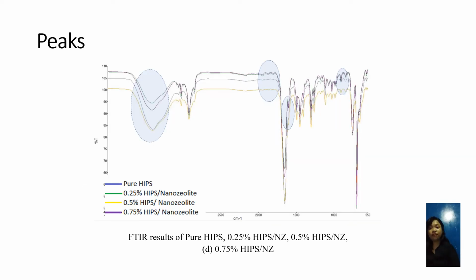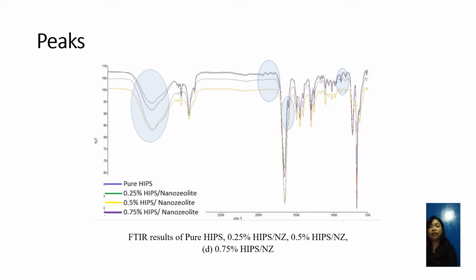This figure is the FTIR spectra of HIPS nanozeolite membranes with varying concentrations. The peaks located at 3025.72 are attributed to the CH stretching of the alkene group of butadiene. Due to the addition of polybutadiene, high-impact polystyrene exhibited improved strength qualities when compared to pure polystyrene. Different absorption peaks can be used to show the presence of polybutadiene.